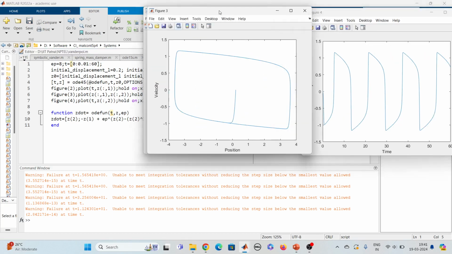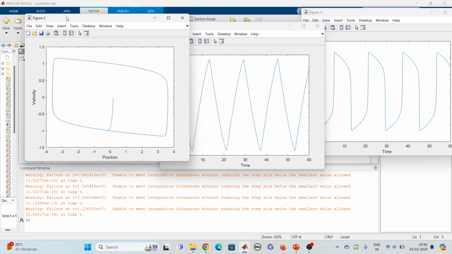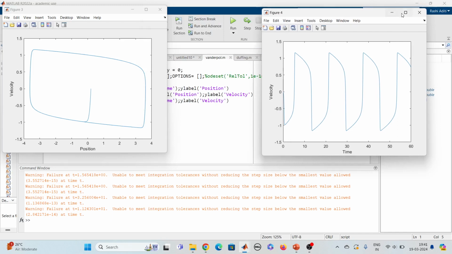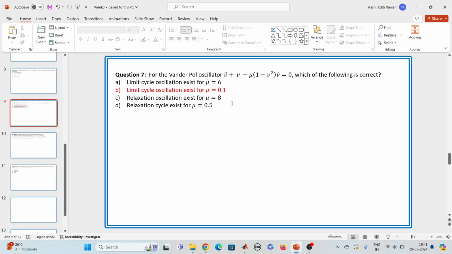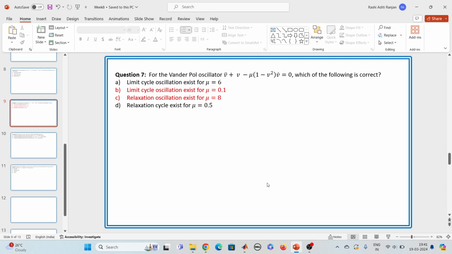Now see, is it a relaxation cycle? Yes, it is a relaxation cycle, isn't it? See the variation here, the velocity varies slowly, then changes abruptly, varies slowly, then changes abruptly, varies slowly, then changes abruptly. Similar can be seen in the phase plot as well, that the velocity variation here is very small as compared to the position, and here the variation is very large as compared to the change in position. So yes, this is a relaxation cycle. So your option C is also a correct option. Now fourth one is relaxation cycle exists for mu 0.5.